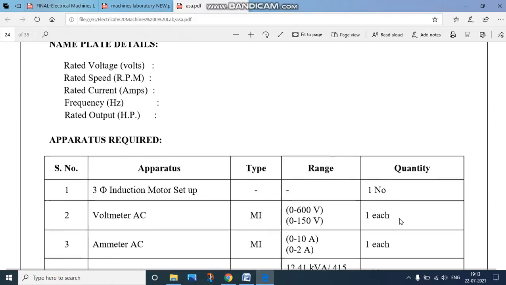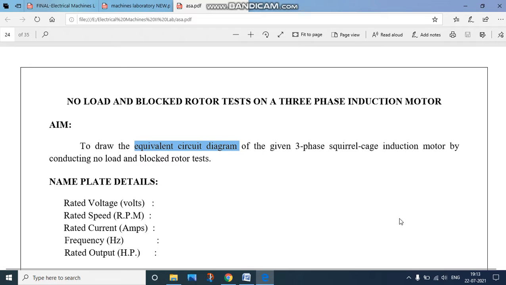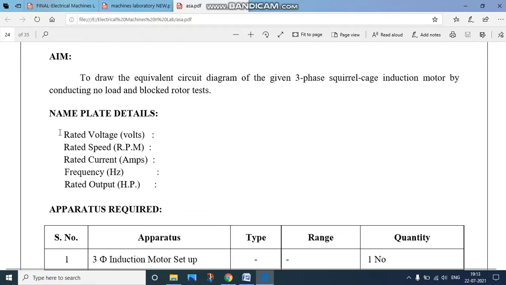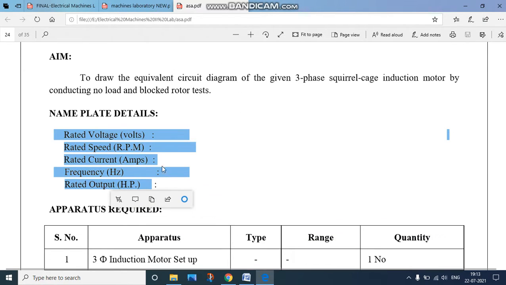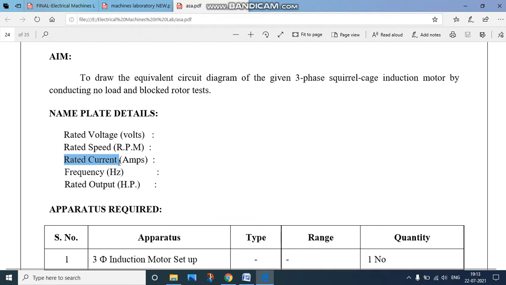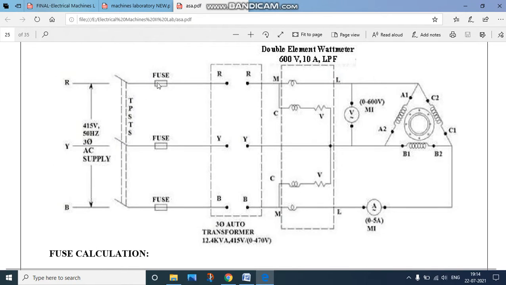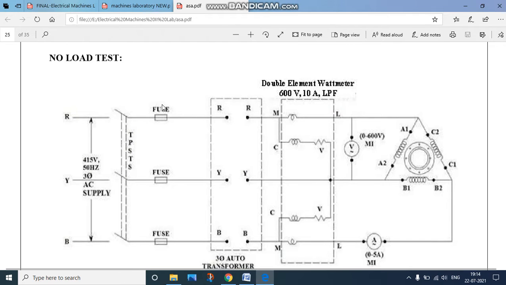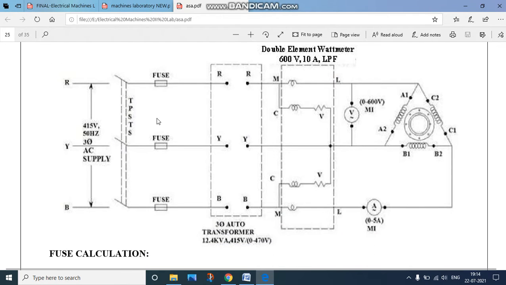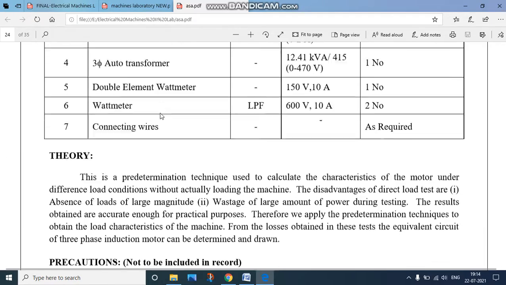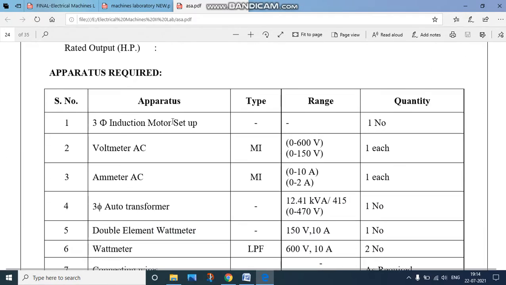And these are all the nameplate details that we have to see in the 3-phase squirrel cage induction motor. In this nameplate detail we have to write these values, and by this rated current in amps we have to calculate the fuse value. The fuse value has to be 125 percent of the rated current value.